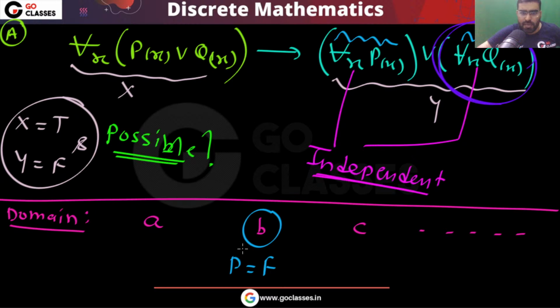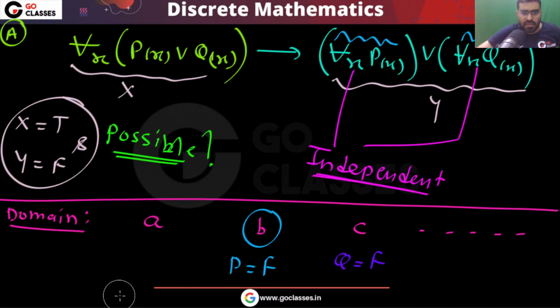Remember, that element may or may not be b. I need to make q false for some element. That element may or may not be b because this x has nothing to do with this x. They are completely independent. This is the scope of this universal quantifier, and this is the scope of this universal quantifier. So what I can do, for this c I can make p false.